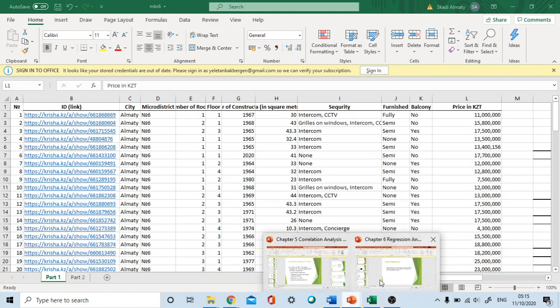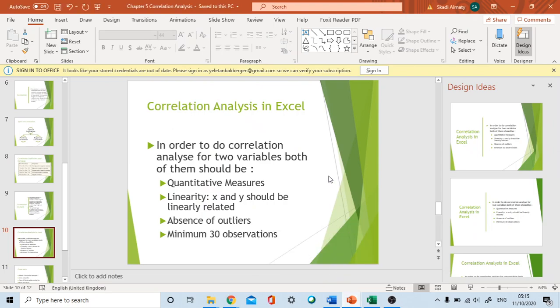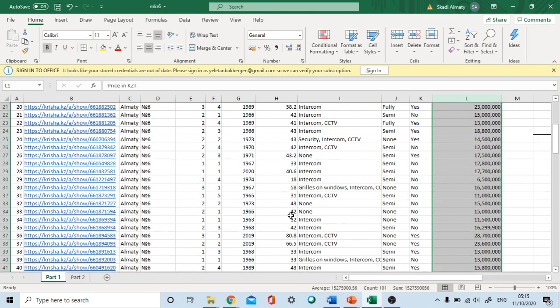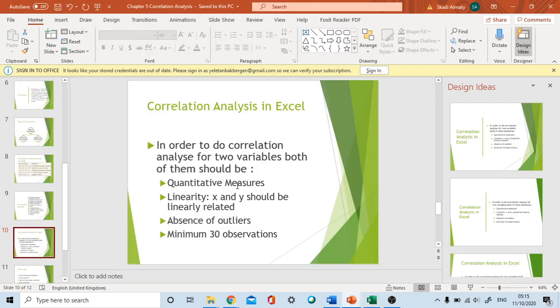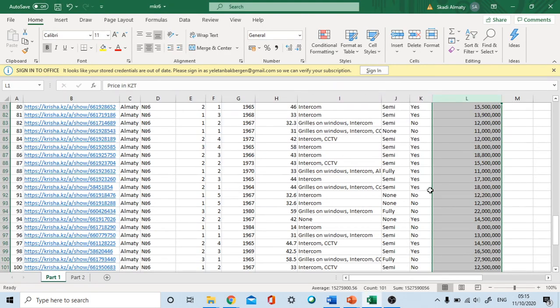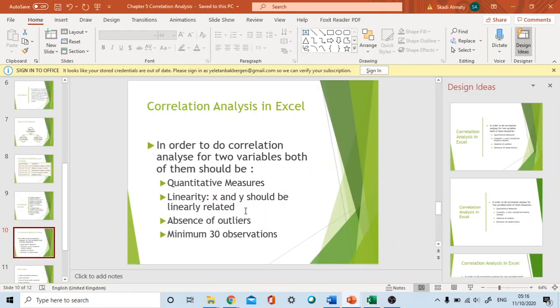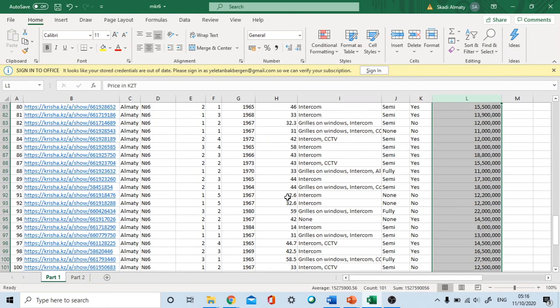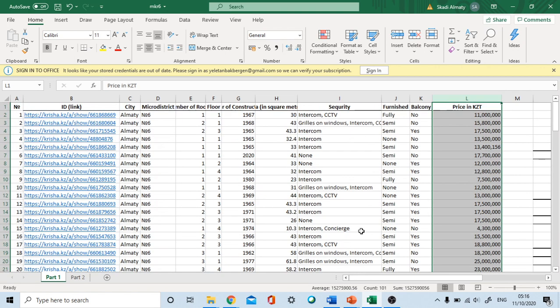In our presentation, we also mentioned that for a successful correlation analysis there should be a minimum number of observations. In our case, we have 100 observations, which is fine. There should be quantitative measures; both of them are numeric variables. And there should be linearity. Okay, let's check linearity first.